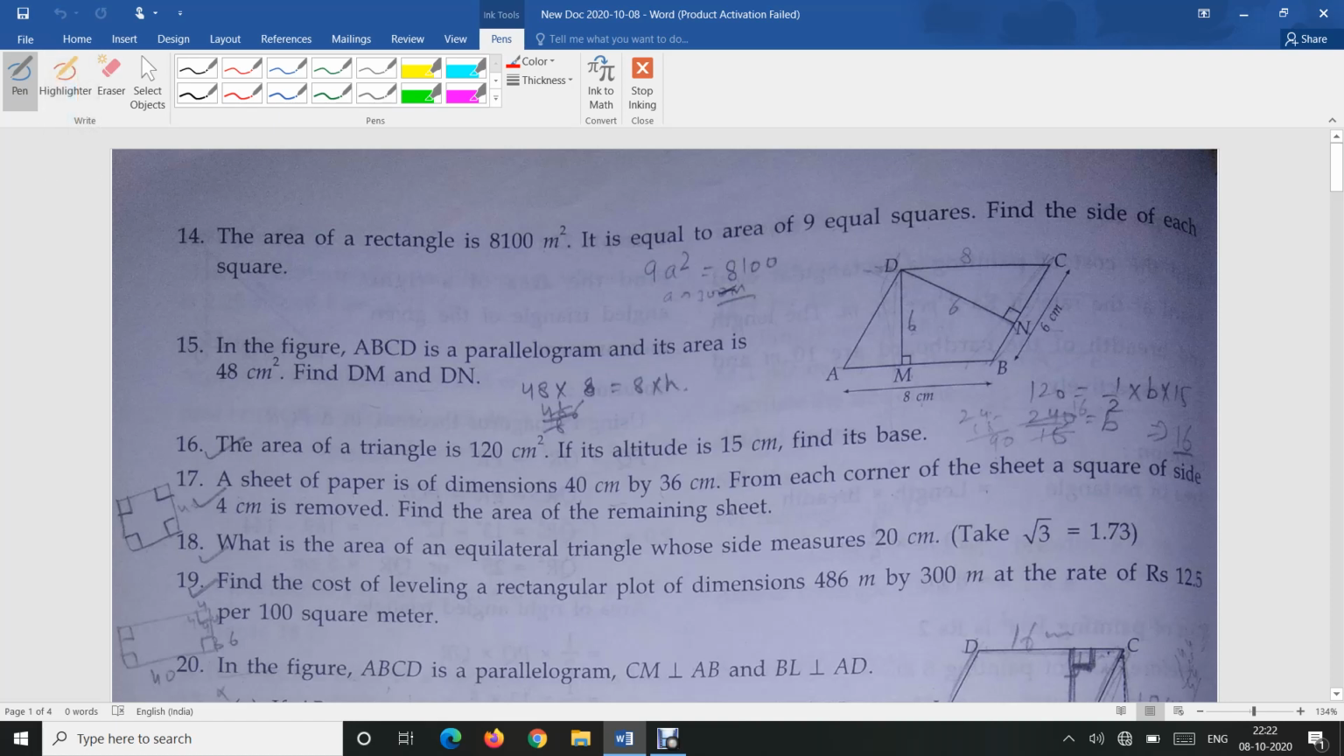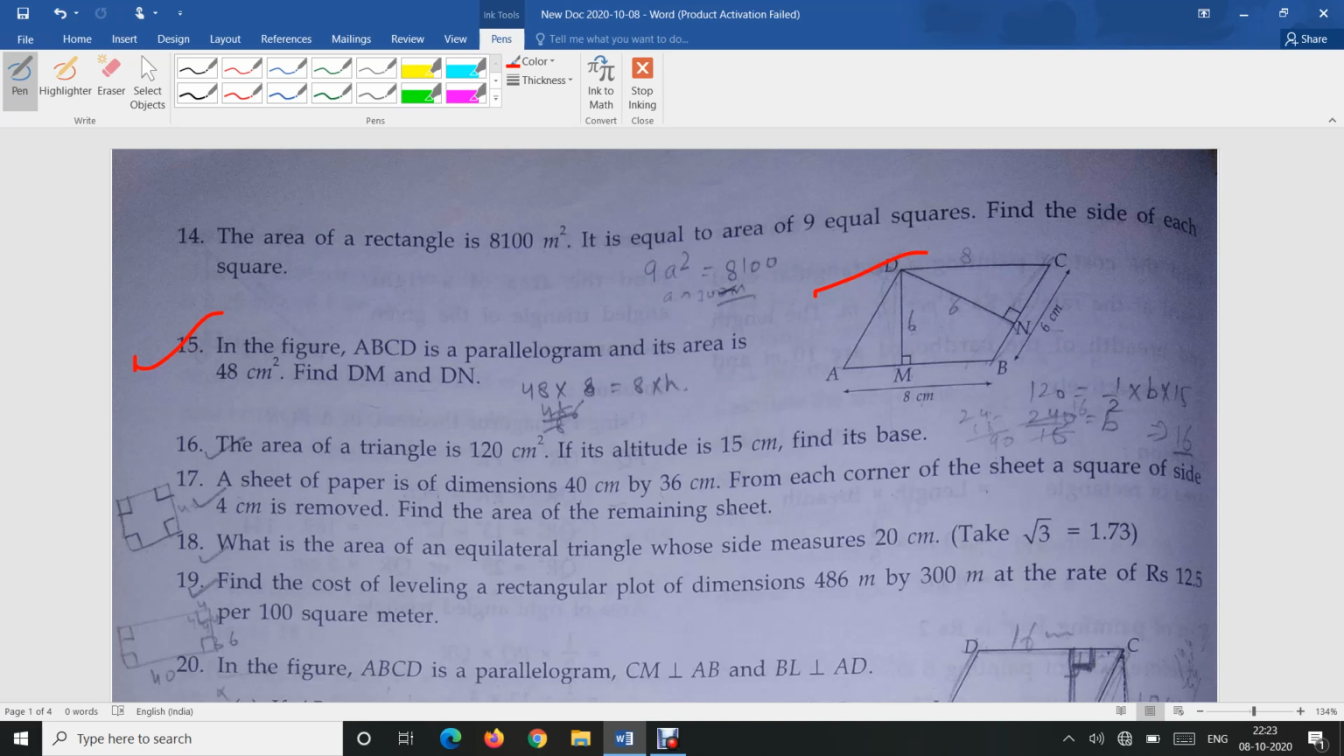This is your mathematics class, and in this video we will continue exercise 14.3. So let us start this video with question number 15. In question number 15, this question is talking about this figure. ABCD is a parallelogram and its area is 48 centimeter square. Then find DM and also DN.